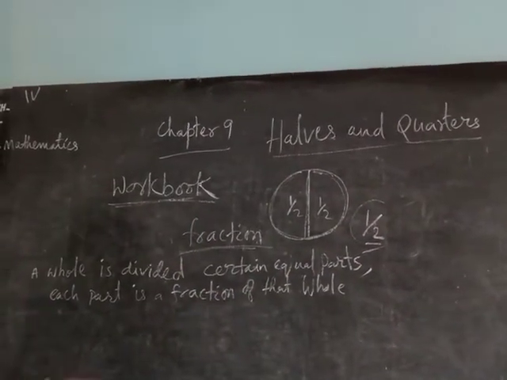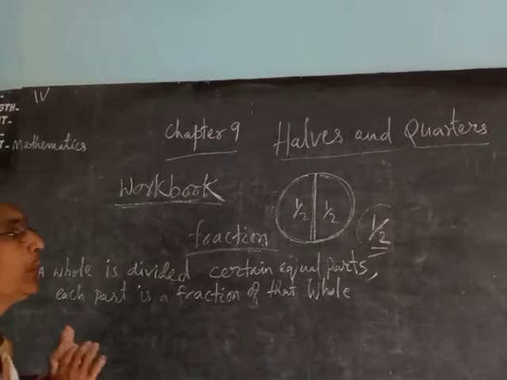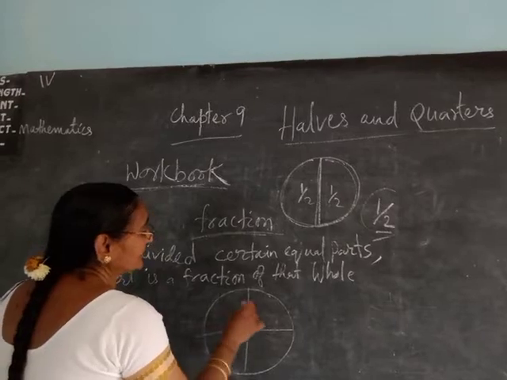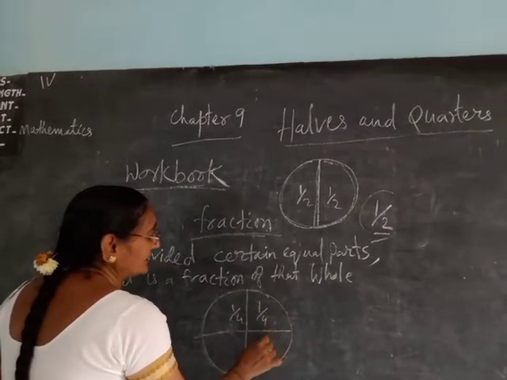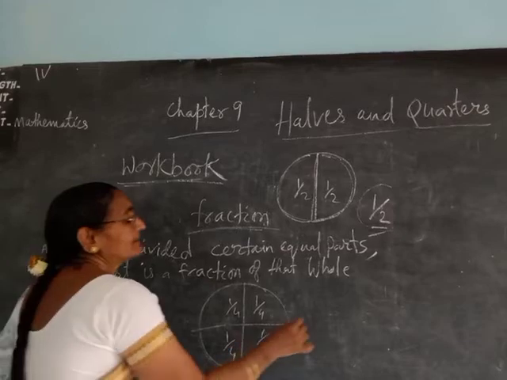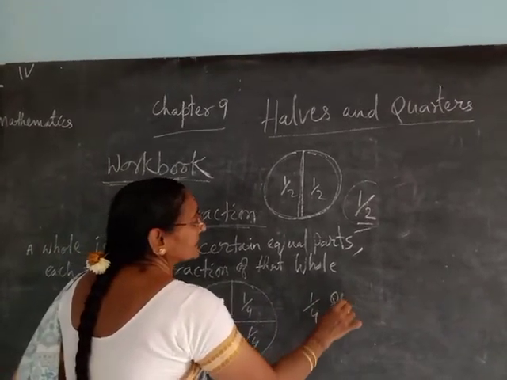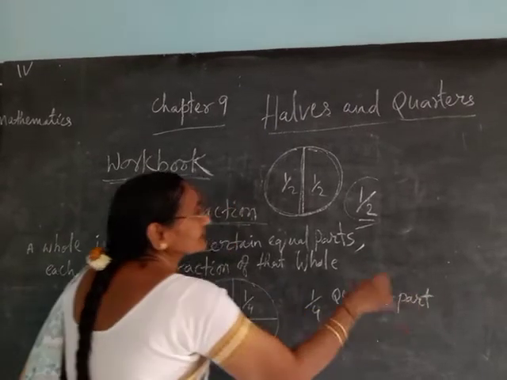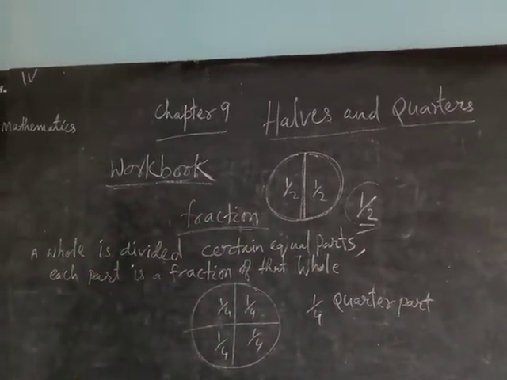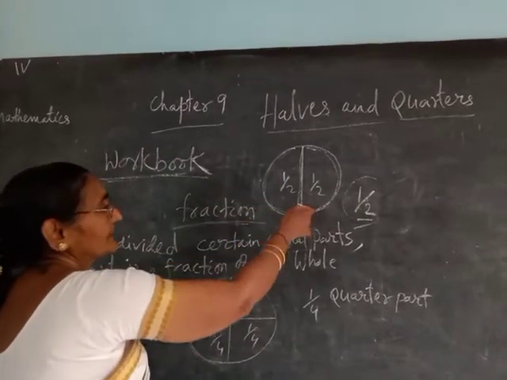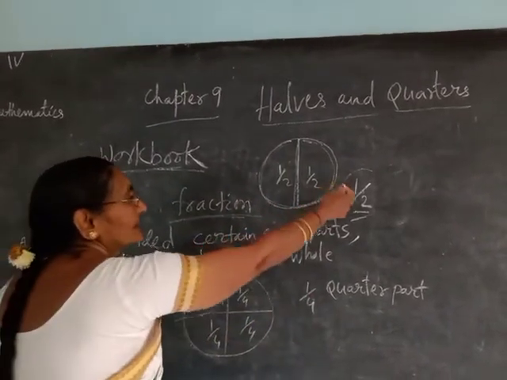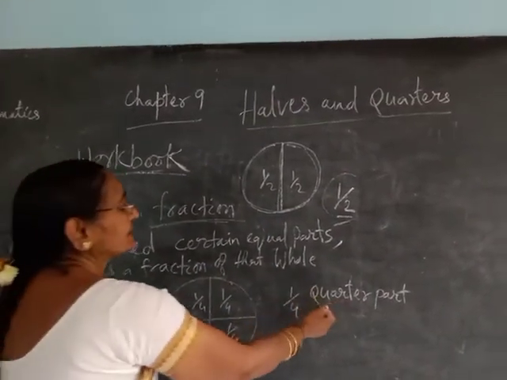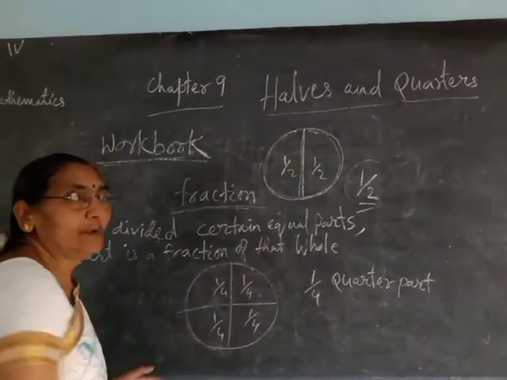Next, when the whole is divided into four equal parts, each part is written as 1 by 4. It is called a quarter part. Do you understand? An object divided equally into two parts, each is called a half, written as 1 by 2. A whole divided into four equal parts, each is called a quarter, written as 1 by 4.